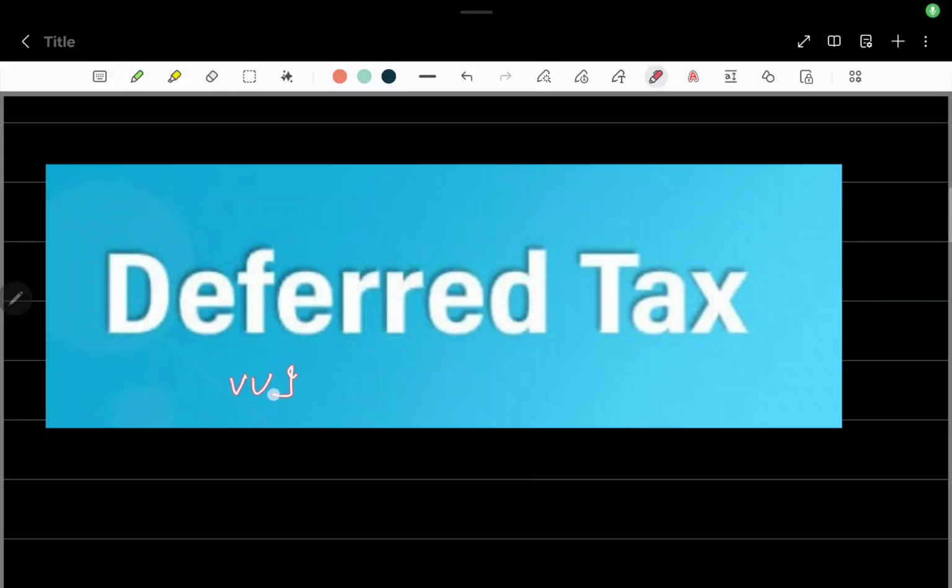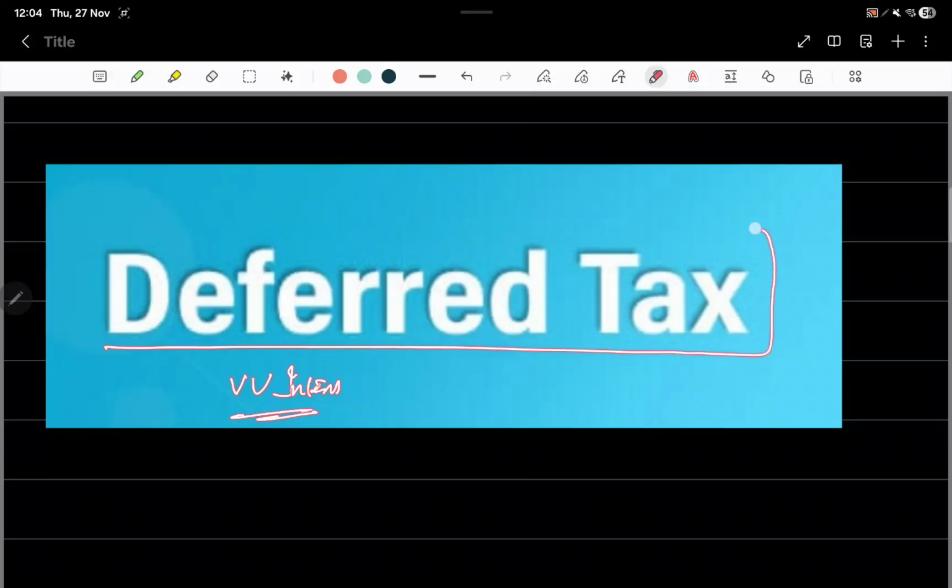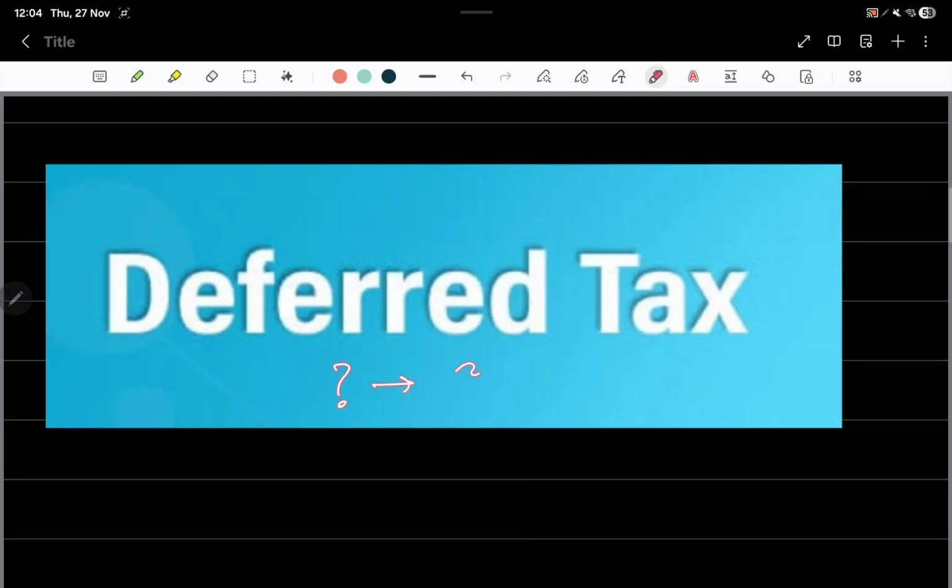Very interesting topic. Let us touch deferred tax. What is deferred tax and how is it different from current tax? And what are the bifurcation of these current or deferred taxes, which is known as deferred tax asset and deferred tax liability? Let us understand one by one.